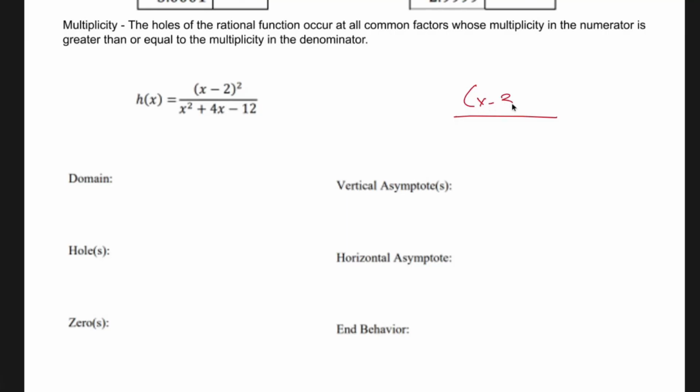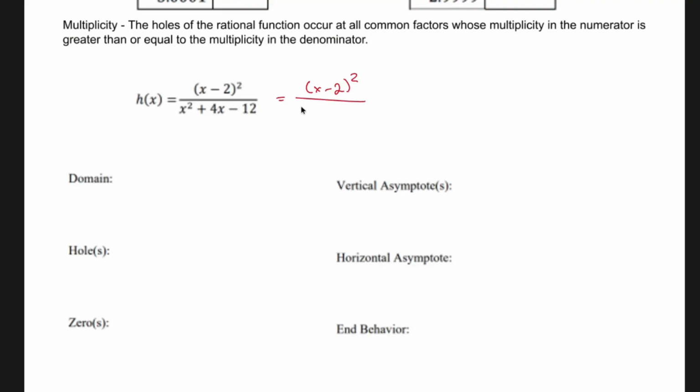When we had something like this, what we learned is if you have a factor in the numerator and the same exact factor in the denominator, when your multiplicity is higher in the denominator, the vertical asymptote took over. Well, I have a feeling I know what's going to happen here. So even before I read that sentence, I'm going to do some factoring with this problem and see what we end up with. We have x minus 2 squared.